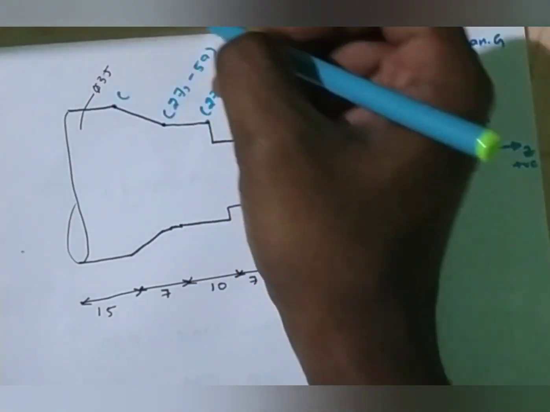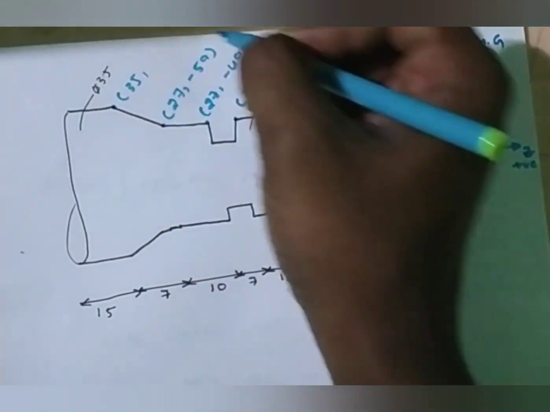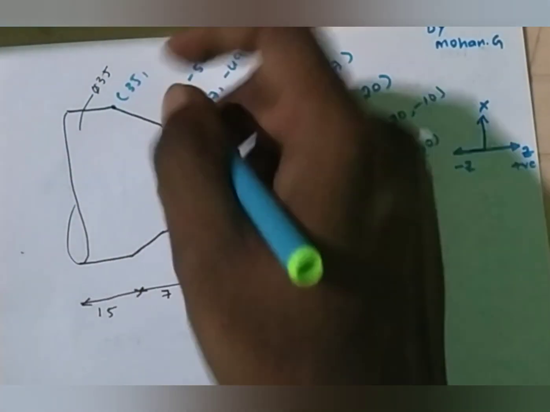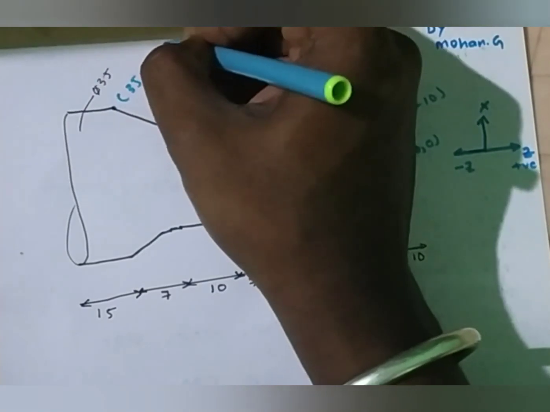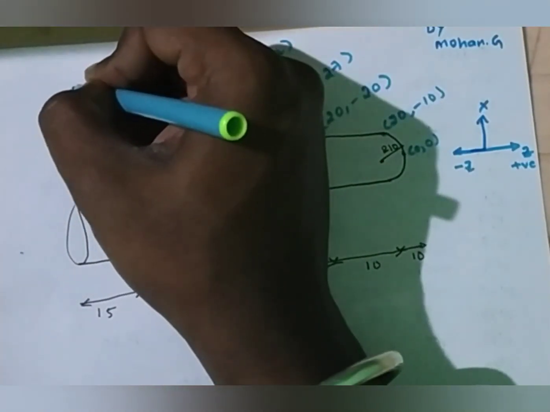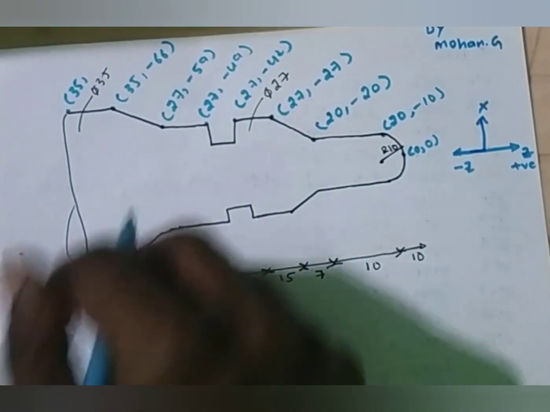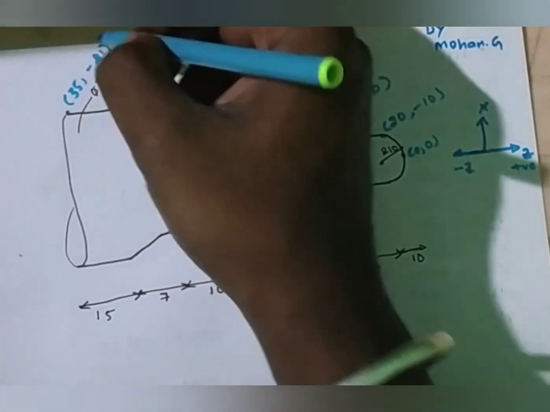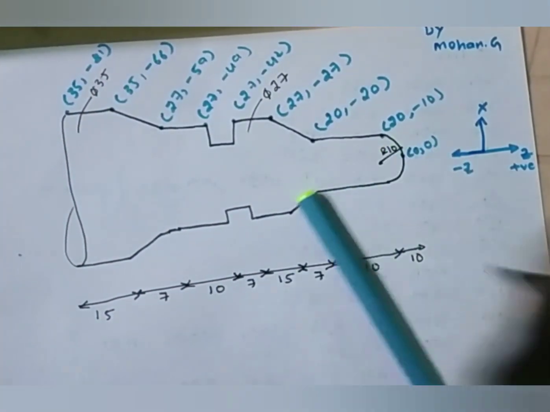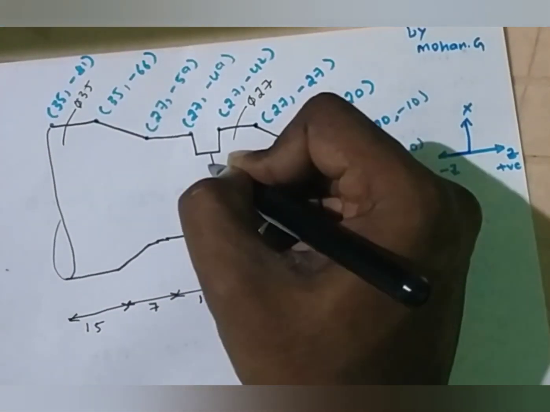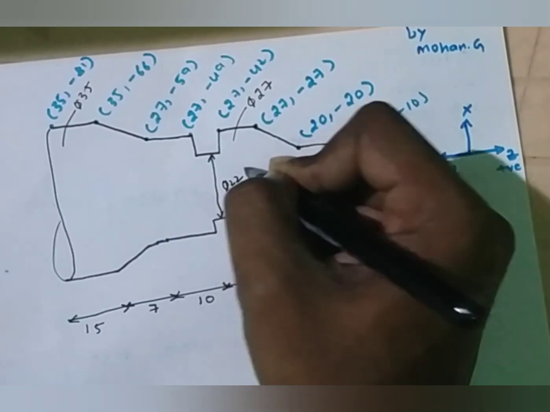At this point the diameter is 35, and the length is 59 plus 7, that is minus 66. At this point the diameter is 35, and the length is 66 plus 15, minus 81. And this diameter, the groove diameter, is given, and this diameter is 22 mm.